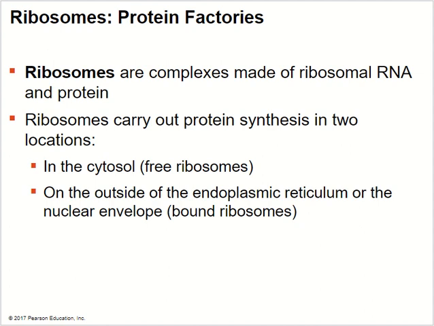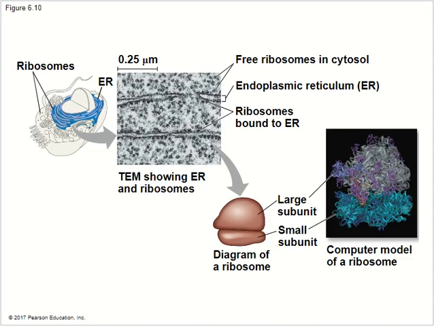Ribosomes are complexes made of ribosomal RNA and protein. Ribosomes carry out protein synthesis in two locations: in the cytosol, where they are called free ribosomes, and on the outside of the endoplasmic reticulum or the nuclear envelope, where they are called bound ribosomes, bound to the membrane surface of those two organelles. Ribosomes consist of a large subunit and a small subunit, both of which come together to help produce proteins.